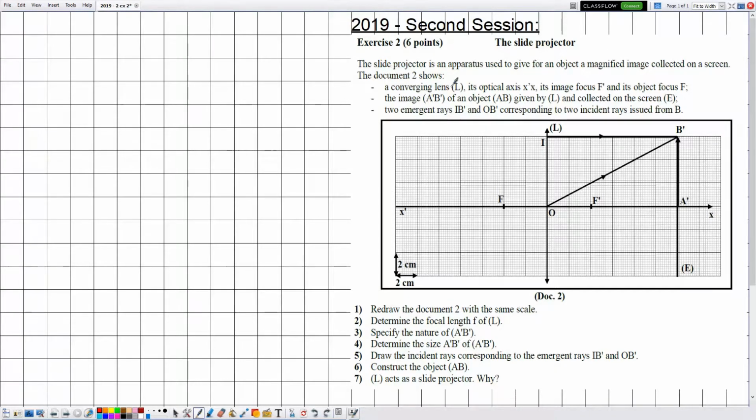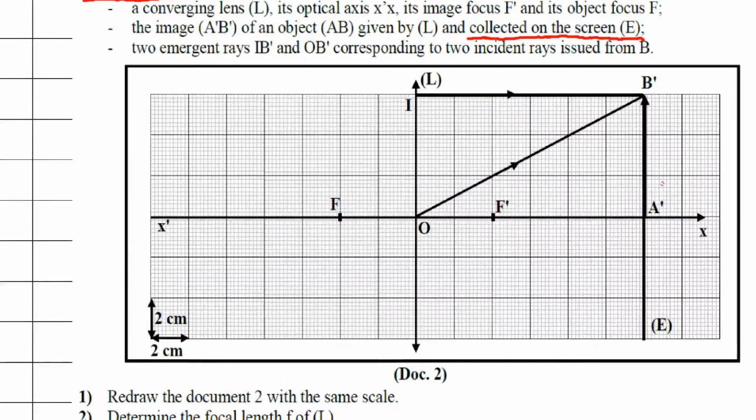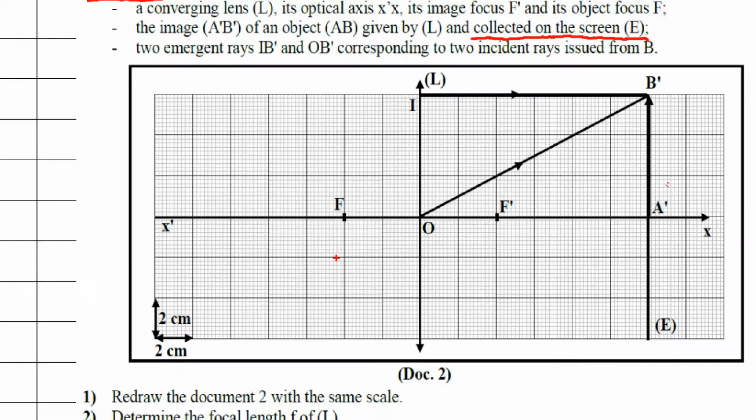Document 2 shows a converging lens L, its optical axis x prime x, its image focus f prime, and its object focus f. The image a prime b prime of an object ab given by L is collected on the screen E. Here they are telling me that the image a prime b prime is collected on the screen. Two emergent rays ib prime and ob prime correspond to two incident rays issued from B. So here in the figure they didn't give me the object ab, however they gave me the image a prime b prime and two emergent rays ib prime and ob prime corresponding to two incident rays that are issued from B.